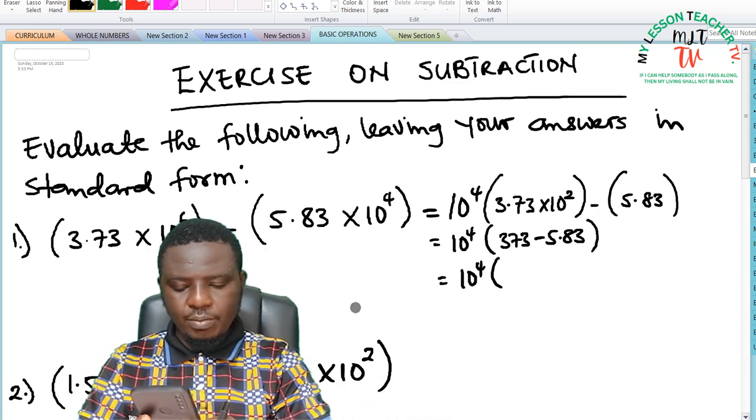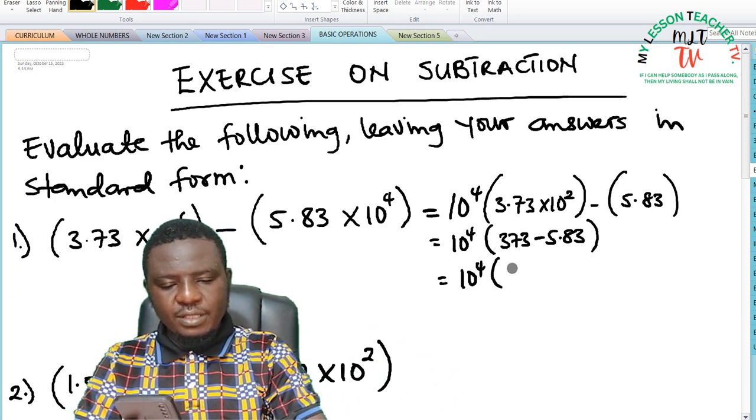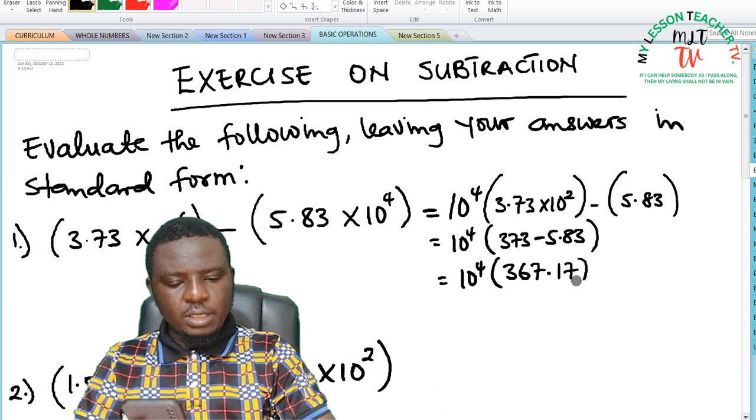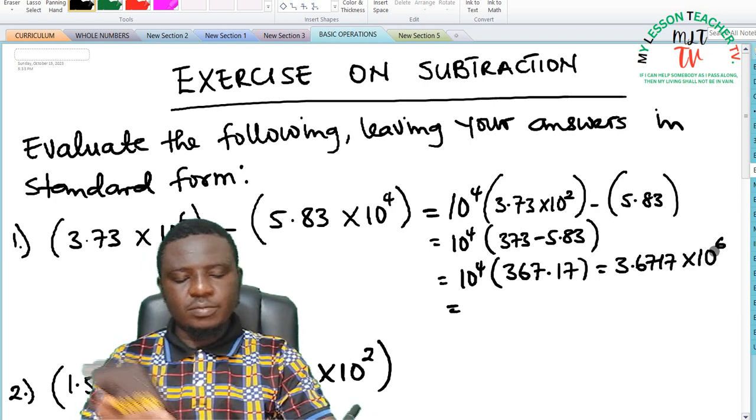373 minus 5.83. You have 367.17. This is equal to, expressing this in standard form, you now have 3.6717 times 10 raised to the power of 6.